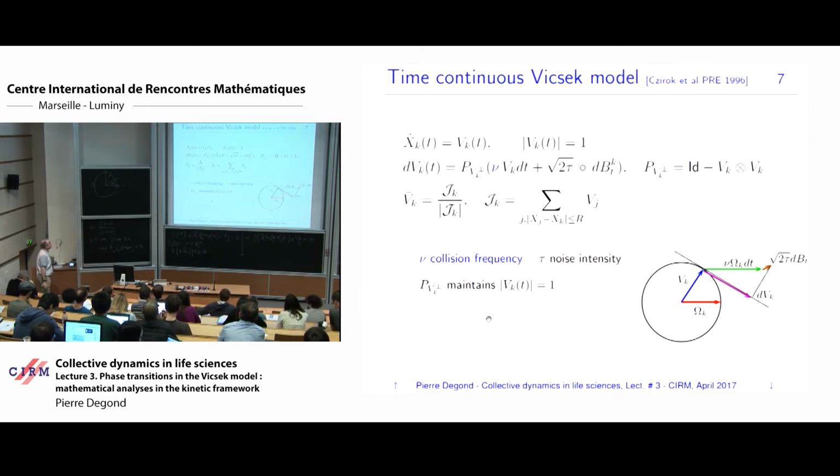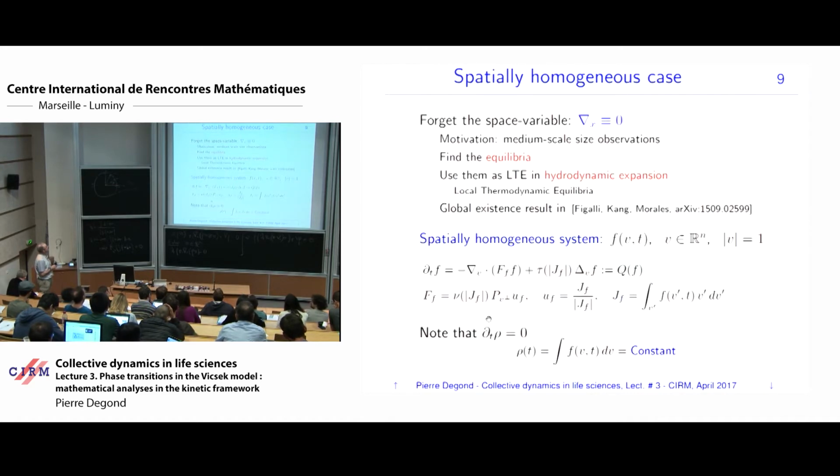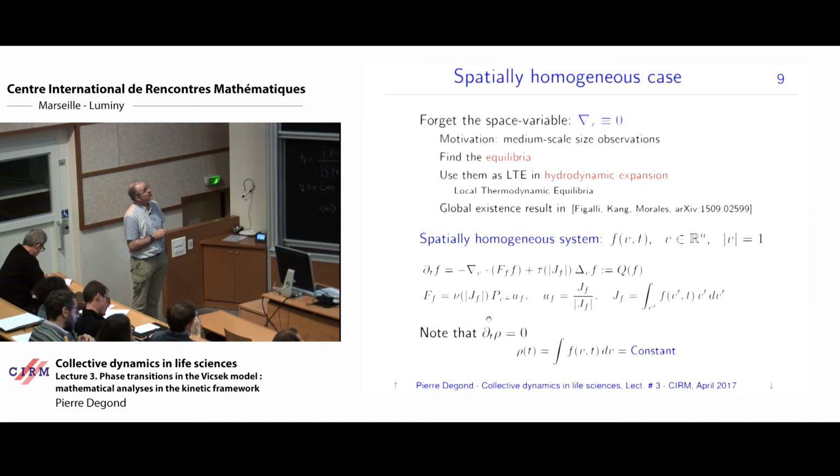The study will rely on a slight modification of the model I showed before. So this is the model I showed before, so I can skip the slides rather easily. And then I get to the Fokker-Planck equation for the distribution function. And I'm going, as I said, to consider only a spatially homogeneous system. So I'm going to drop the space variable, only consider a function of the velocity and time. And here is the collision operator as before.